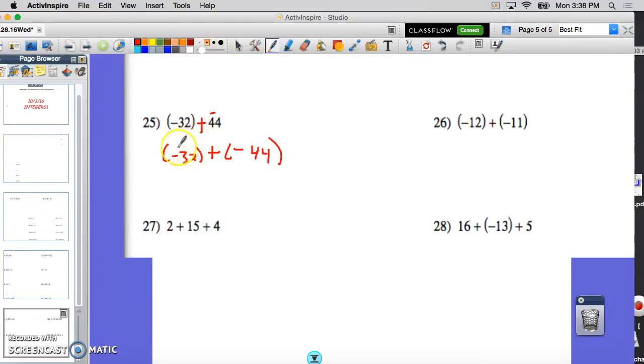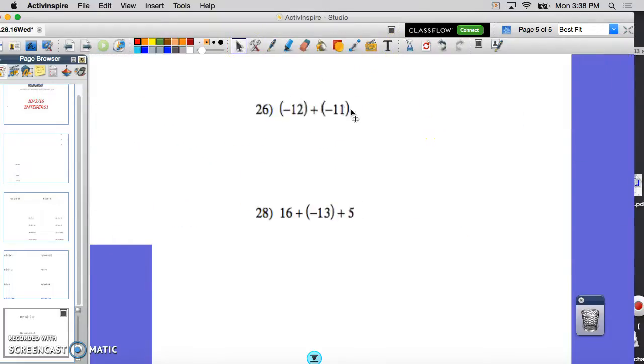So really what I'm looking at is negative 32 plus negative 44. If you follow your addition rules, a negative plus a negative will give you a negative answer. Just add those two negatives together. 32 plus 44 is 76. So my final answer for this one is negative 76.